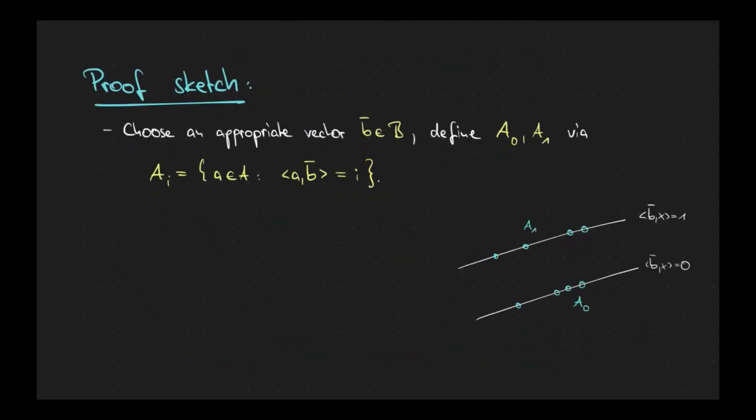Okay, so here's the proof sketch. What you do is you choose an appropriate vector from the set B. I won't tell you how to choose it. Once you have a vector B, you can partition your set A into those vectors that have a scalar product of 0 and those vectors that have a scalar product of 1. That's what I call A1 and A0. Okay, good. So you have partitioned this.